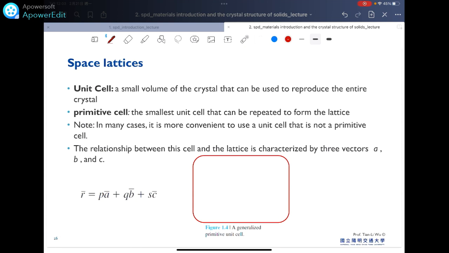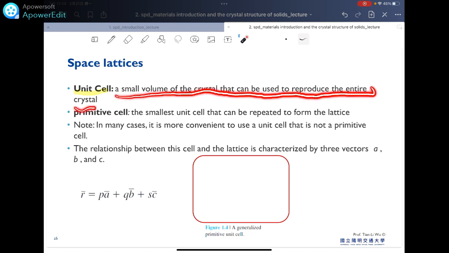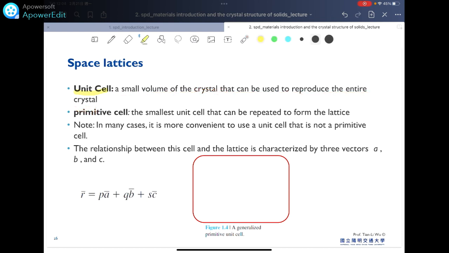Then we need to first understand how we define the cell, how we define the lattice structures inside of the solid here. The first one is what we call a unit cell. This is just a pure definition: a unit cell is a small volume of a crystal that can be used to reproduce the entire crystal. We also have another definition called the primitive cell. It's a small cell that can be repeated to form the lattice. In many cases, we prefer to use a unit cell, which is more convenient to characterize a cell.